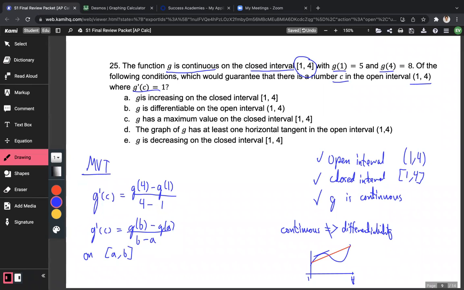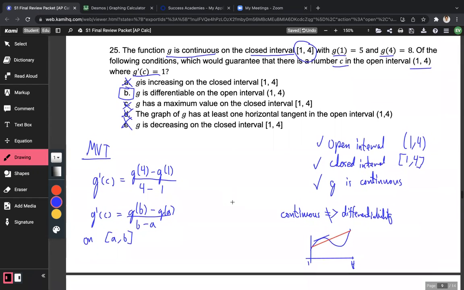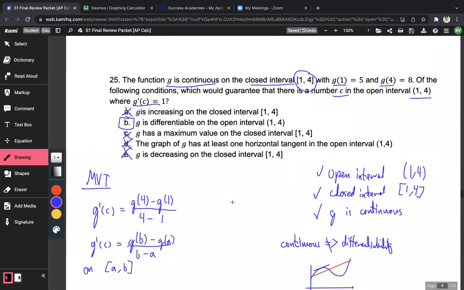So let's scan our conditions. Increasing is not a part of the mean value theorem. Differentiability, bingo, it's option B. Maximums don't matter for the mean value theorem. Don't care about horizontal tangents on that open interval. That's not necessary. Neither is decreasing. You could also kind of just reason this one out. It's a pretty easy process of elimination, but there's the rigor behind it. And that is all of our multiple choice questions for this practice final.